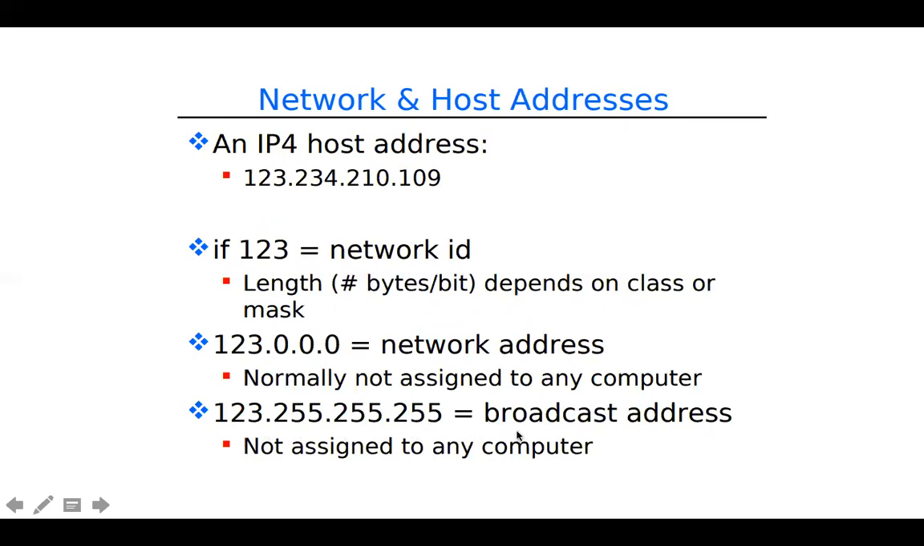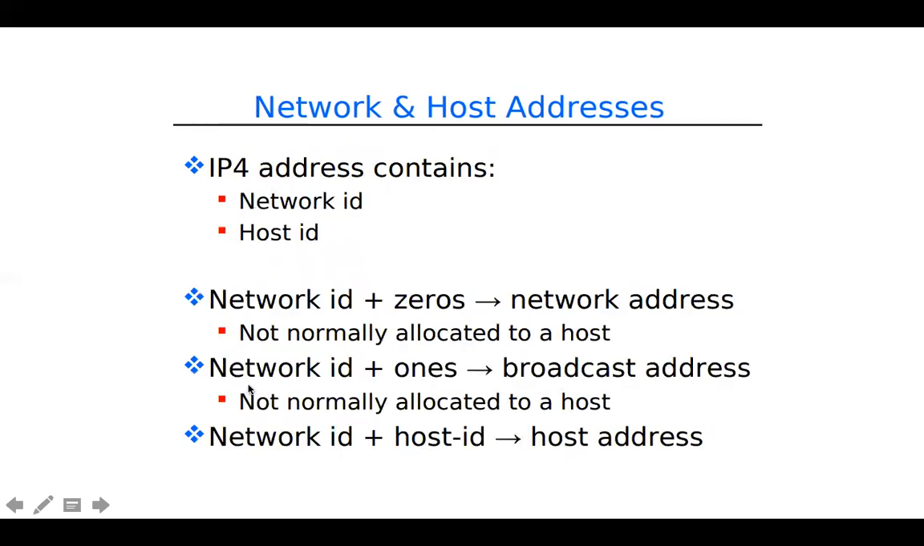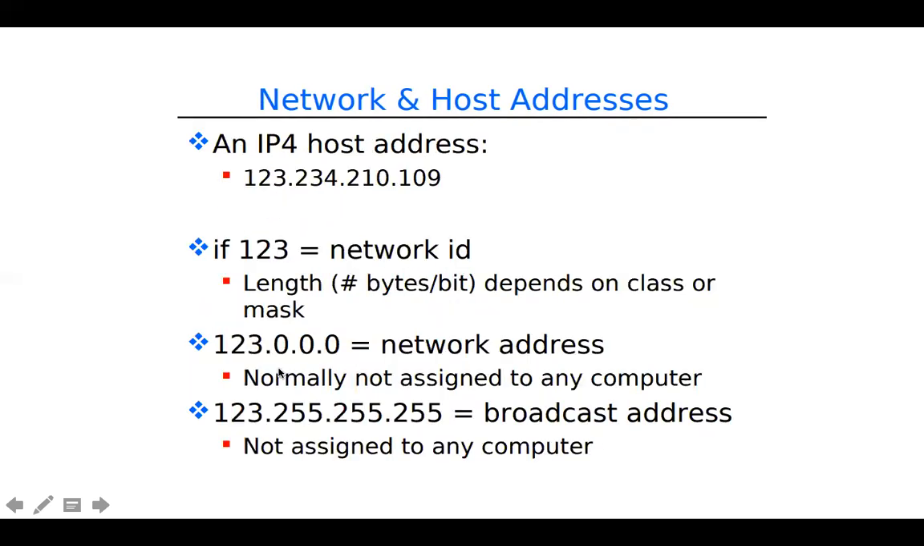Why is this the broadcast address? Because referring back to the previous slide, it stated that the broadcast address is where the network ID plus ones. All ones is actually in binary notation. So if you convert 11111111, 8 bits, to decimal, you will get 255. So that's why 123.255.255.255 is the broadcast address.